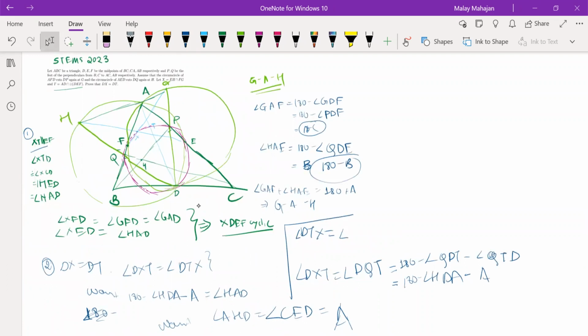So we first proved GAH are collinear by angle chasing. Here we computed GAB and HAC, and from there we get GAH are collinear. Then we got that X lies on the nine-point circle of ABC, that is DEF, by angle chasing. Then we wanted this condition, which was again angle chasing. So this was mostly angle chasing. So shall we move on?